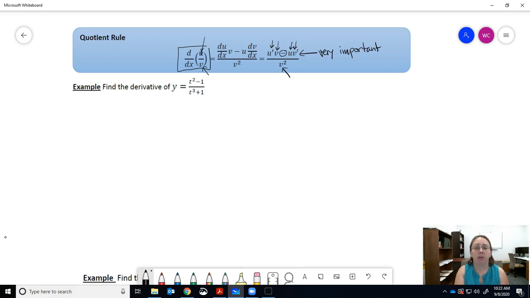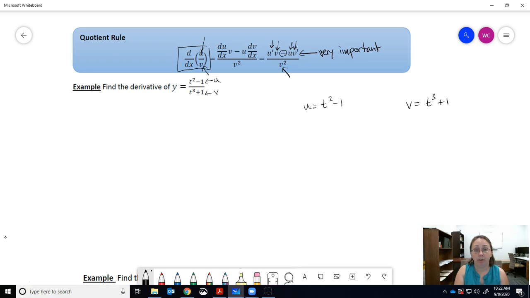We want to find the derivative of this quotient. So always the top I call u, and the bottom I call v. So let's organize our thoughts just like we did on the product rule. We're going to write down u, so that's t squared minus 1. Notice we're using t instead of x here. Still a variable, so it still works the same. And v is t cubed plus 1.